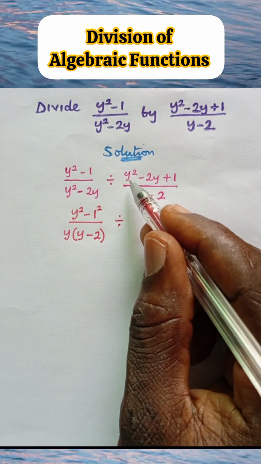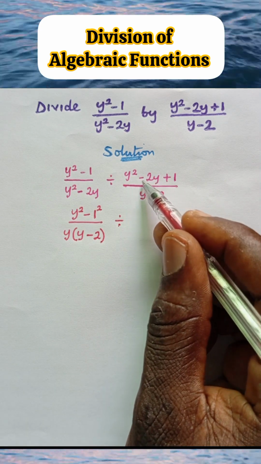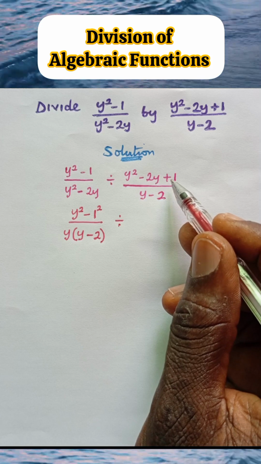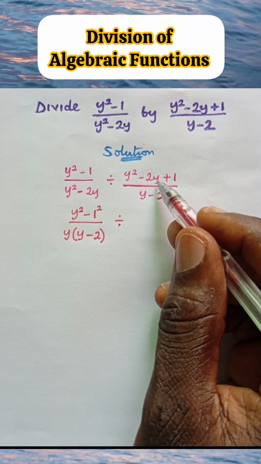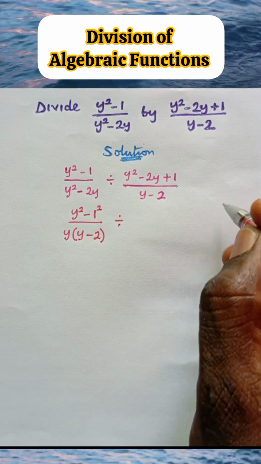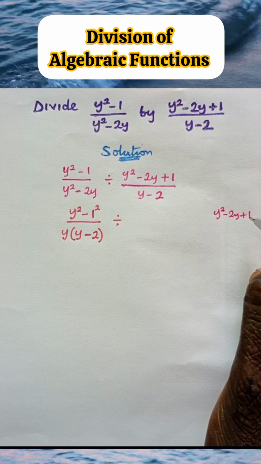Now the numerator here is a quadratic expression. So we are going to factorize this quadratic expression, at the end of which we now put the factors in place of this expression. So let us quickly do the factorization of this quadratic expression. We have y squared minus 2y plus 1.